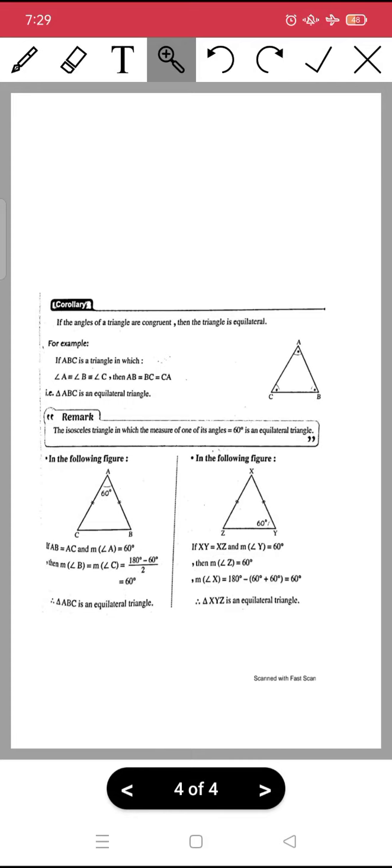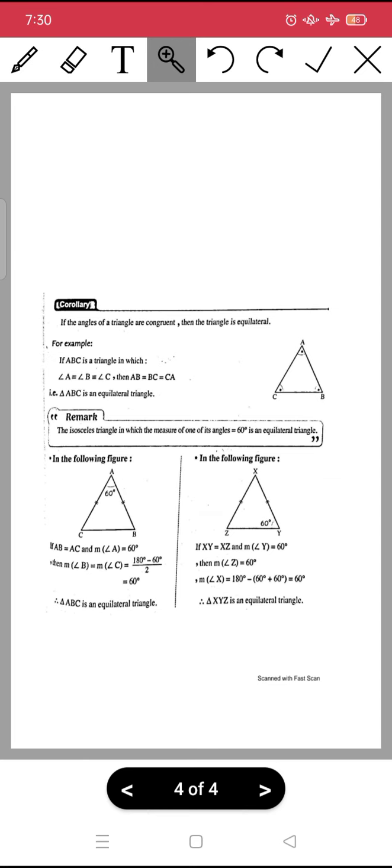There is an important remark: an isosceles triangle in which the measure of one of its angles equals 60 degrees will be an equilateral triangle. Here, in triangle ABC, we have AB equal to AC, and measure angle A, which is the vertex angle, equals 60. So I will find measure angle C equals measure angle B, 180 minus 60 divided by 2, which gives me 60. Therefore triangle ABC is an equilateral triangle.